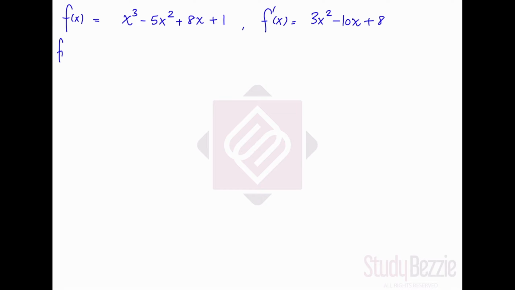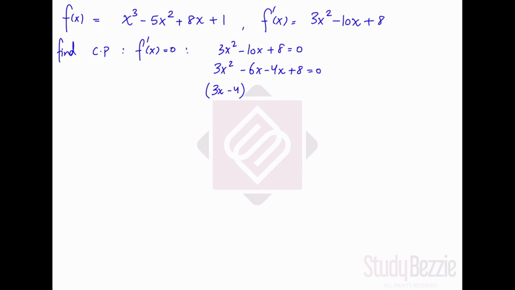Now to find the critical points, I'm going to use CP as a short form of that. To find critical points, all we got to do is set f prime of x equals to 0 and solve for x. Okay, let's do that. So when you set 3x squared minus 10x plus 8 equals to 0, you can factor this quadratic, which will give you 3x minus 4 with an x minus 2. Okay, we have it in this format.